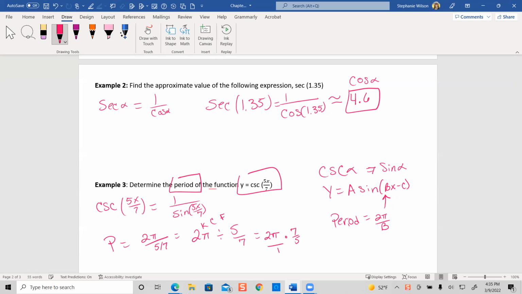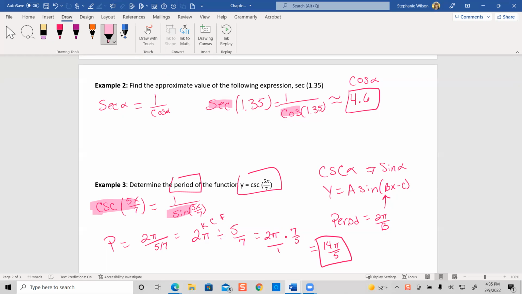And we can't reduce, right? So we're just going to multiply straight across, 14 pi over 5. And that is the period for this function. Now, I just started off with this because I want y'all to keep remembering that secant and cosecant are inverses of sine and cosine: cosecant is the inverse of sine, and secant is the inverse of cosine. So I'll just keep reminding you off and on.